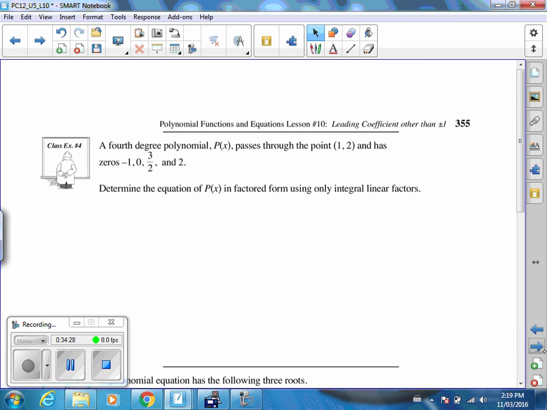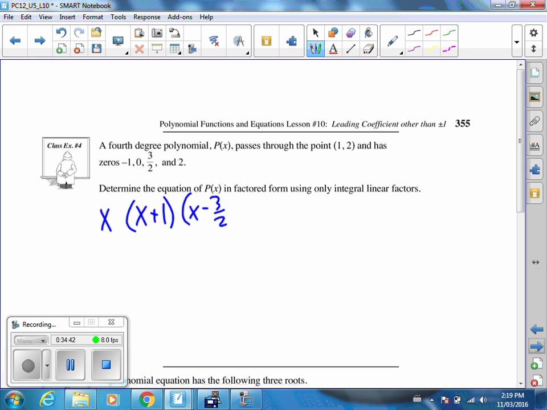All right. Fourth degree polynomial passes through this. This is when I have non-rational zeros. Now, there's 2 ways I could actually write this. The first way I could do it is just the same way we've been doing. (x plus 1), (x minus 3/2), and (x minus 2). Okay? Fourth degree polynomial, so I've got 4, 1, 2, 3, 4. They all have to be linear, and it passes through the point (1, 2).